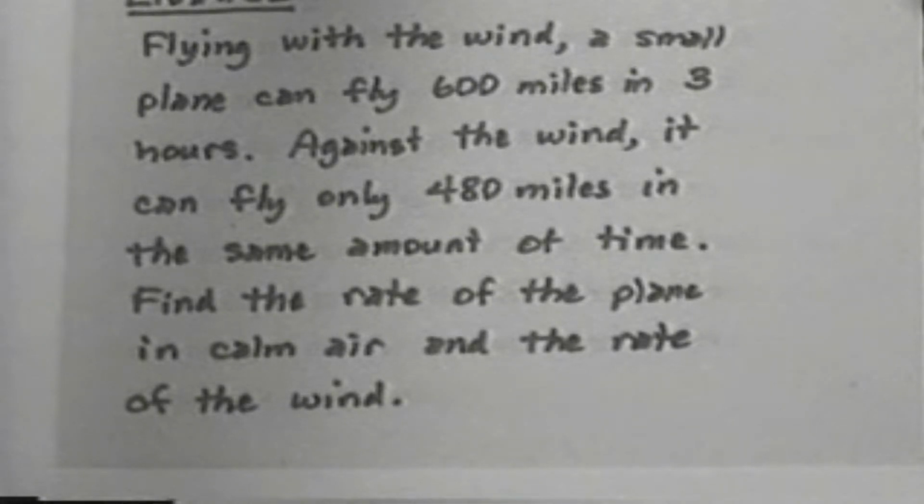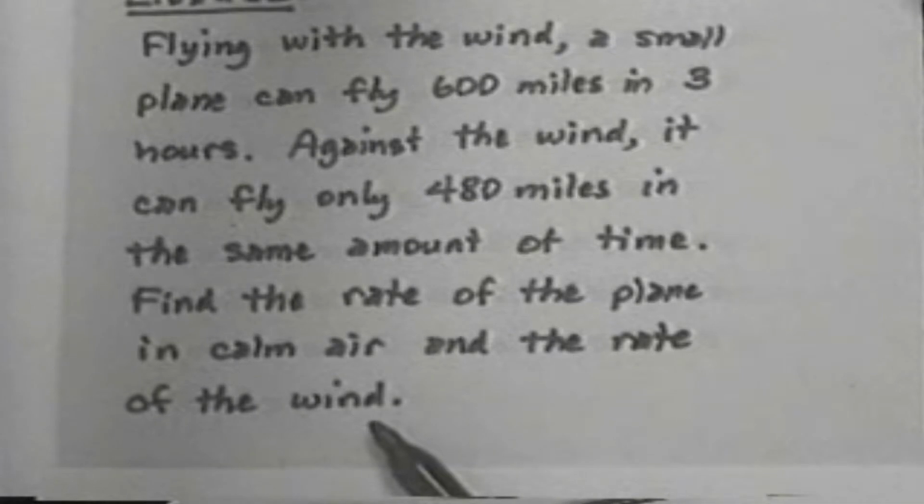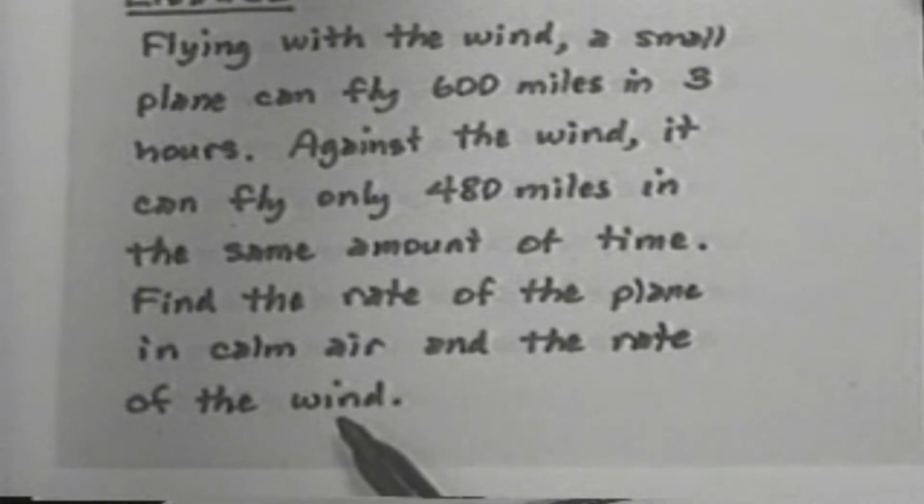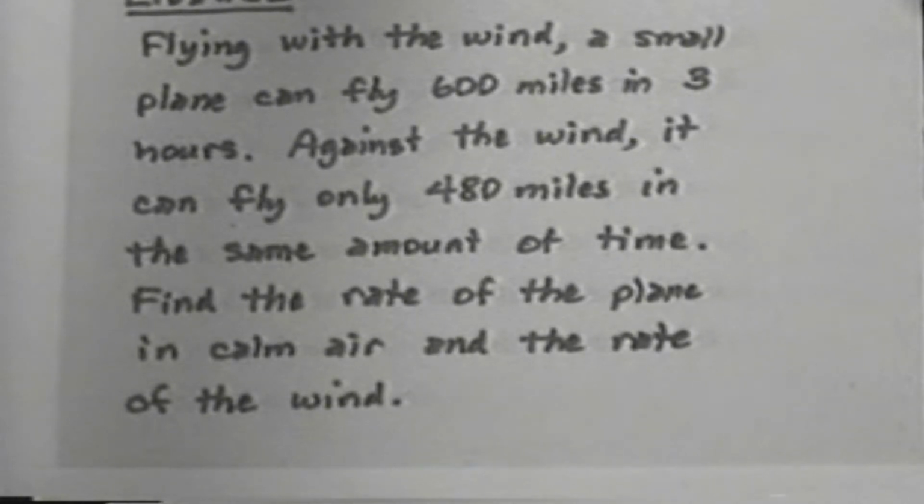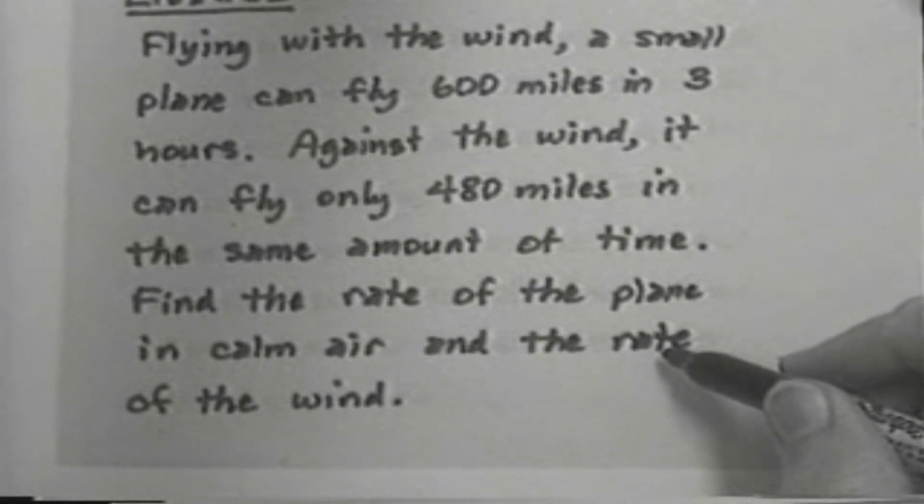When we're asked to find the rate of the plane in calm air, that means if there were not any wind at all. So we're to find the rate of the plane all by itself, without any wind at all, and the rate of the wind. To work with this, we must have some letters. This time we need the letters even before we start the chart.